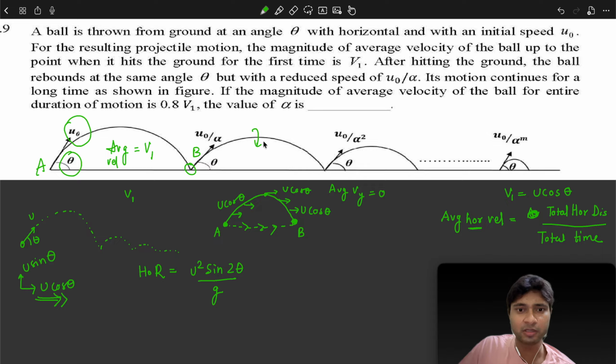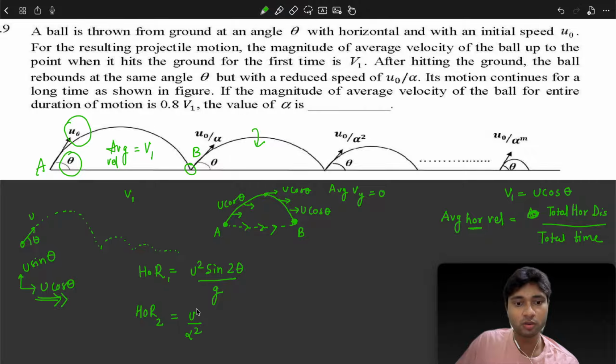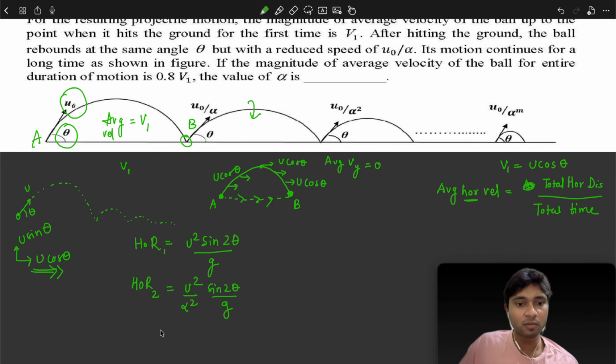What is happening in second projectile? Angle is not changing, gravity is not changing, the factor which is changing is velocity. So for the second motion, instead of u I can write u by alpha, so horizontal range will be u square by alpha square sin 2 theta by g. For the third motion, instead of u I will write u by alpha square, so it will be u square by alpha to the power 4 sin 2 theta by g.